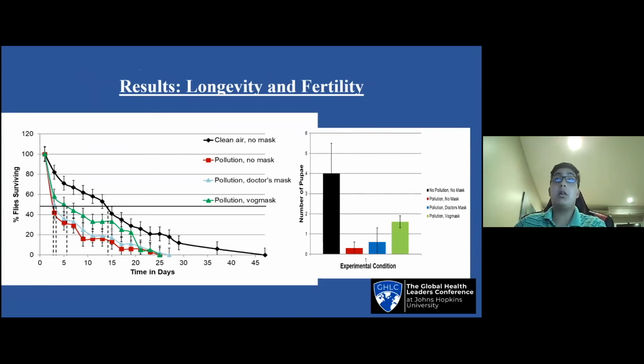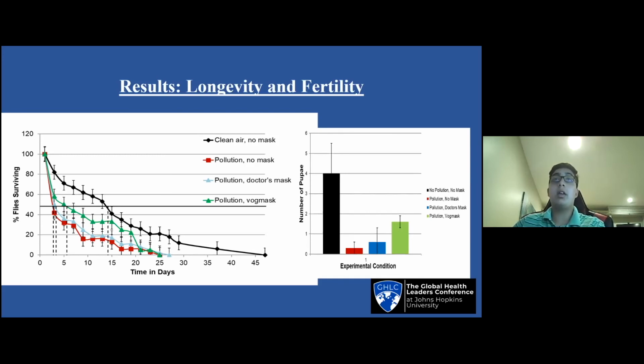Using this data, survival curves were plotted using a Kaplan-Meier model. The doctor's mask did almost the same as the pollution group, while the VOG mask group was much better. Drosophila not exposed to pollution lived the longest, while pollution exposed Drosophila without any mask died the earliest. In fact, their lifespan decreased by about 80%. The group that was exposed to pollution but shielded by the VOG mask did better than the pollution group without a mask, but not as well as the controls. To summarize, the VOG mask was able to protect the Drosophila, or the flies, from the hazards of air pollution to some extent, but it definitely was not as healthy as just breathing clean air.